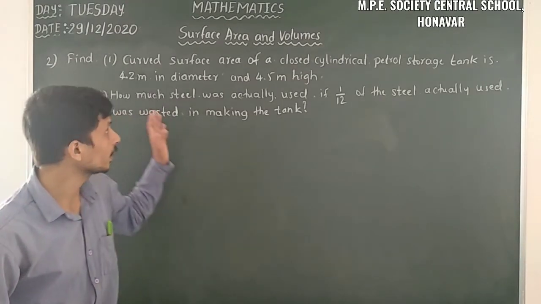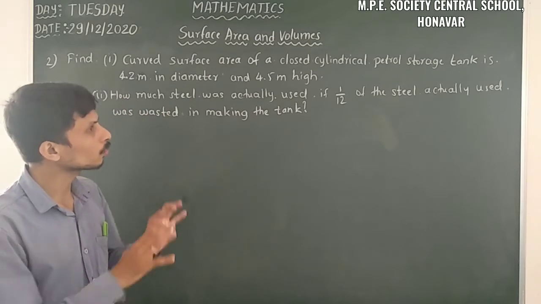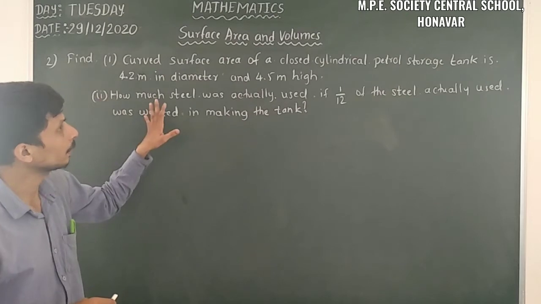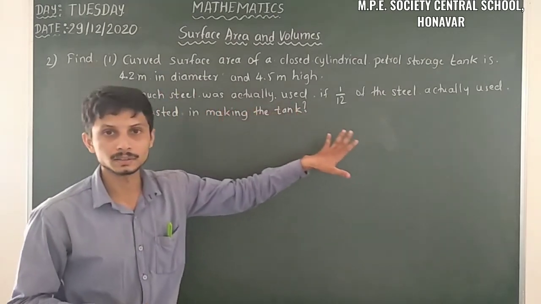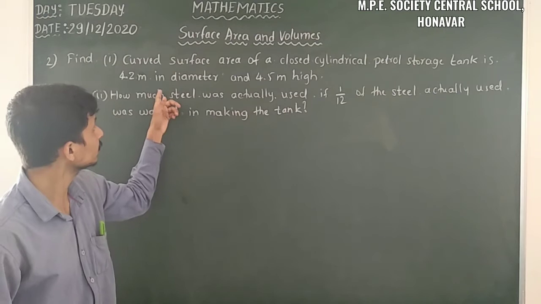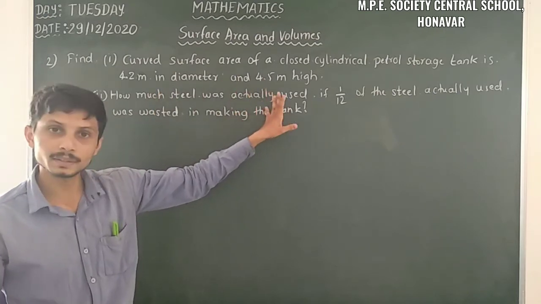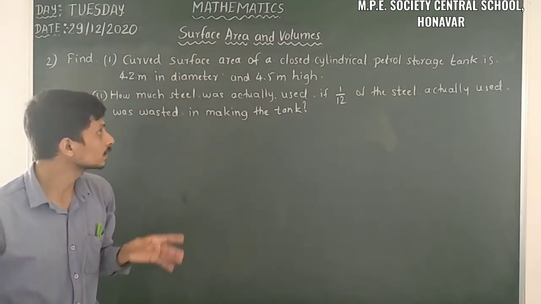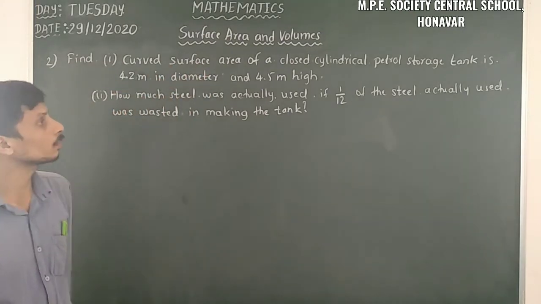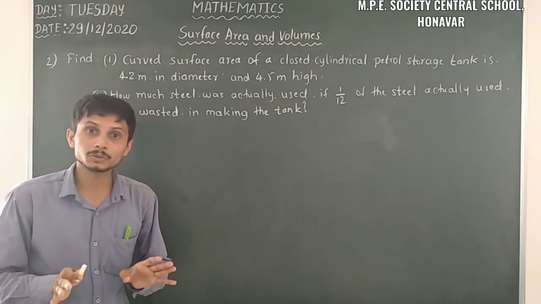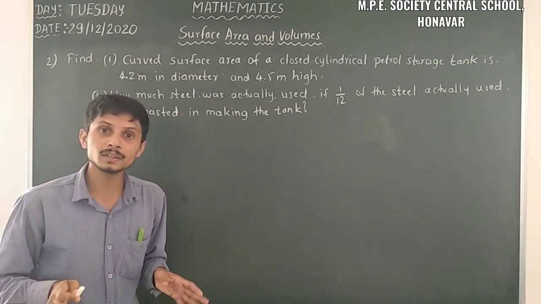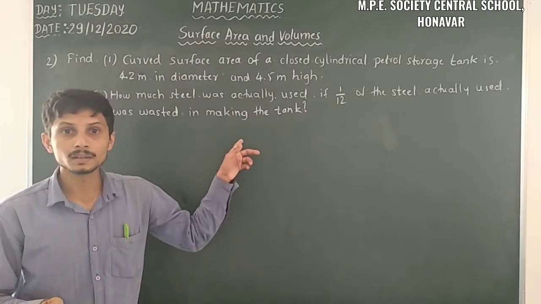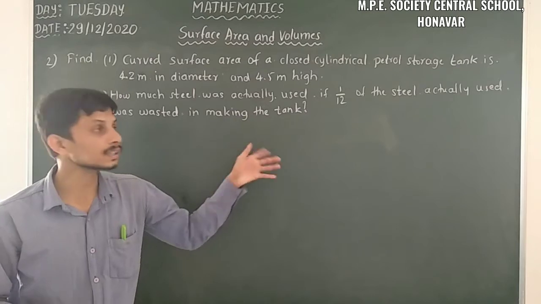We have to find the curved surface area of a closed cylindrical petrol storage tank that is 4.2 meter in diameter and 4.5 meter high. The diameter and the height are given, and we have to find the curved surface area. Then the next point is how much steel was actually used. It is a closed cylindrical tank, so we have to cover it completely. That's why we have to calculate the total surface area.